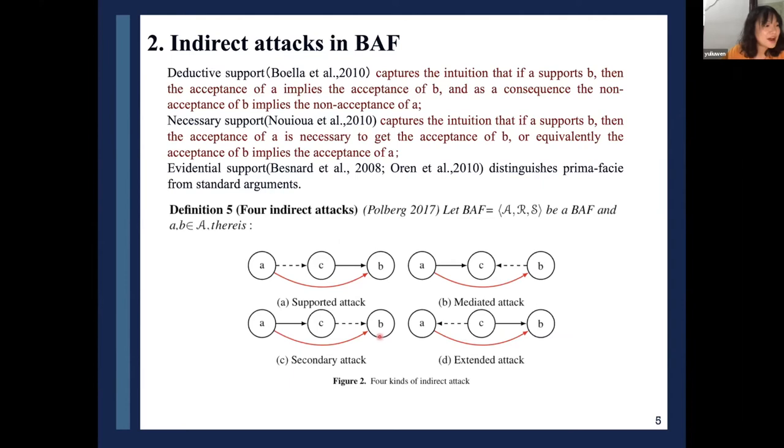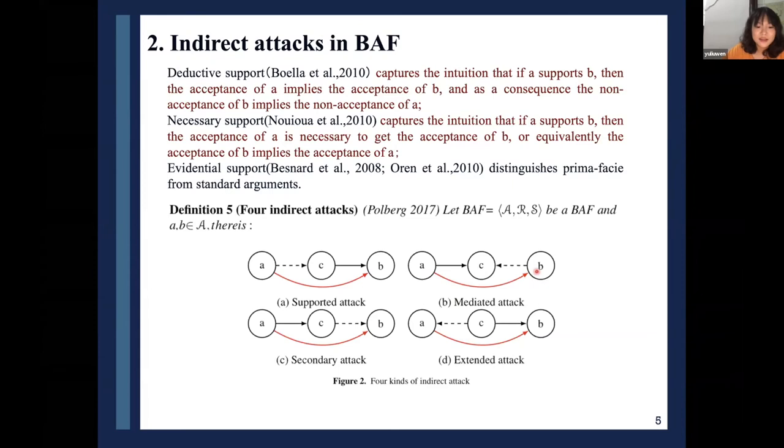Among them, the supported attack and mediated attack are based on the deductive interpretation. Like here in subfigure A, we have A supports C, C attacks B. So the acceptance of A implies the acceptance of C. The acceptance of C implies the non-acceptance of B. So here we add the indirect attack from A to B, and we call it supported attack. And in subfigure B, we have A attacks C and B supports C. The acceptance of A implies the non-acceptance of C. The non-acceptance of C implies the non-acceptance of B, so that we add that A mediated attacks B.